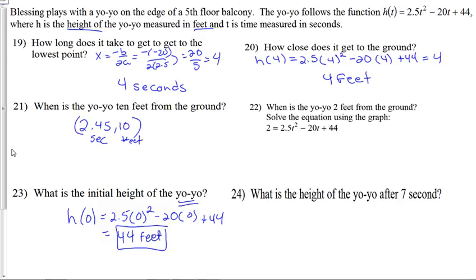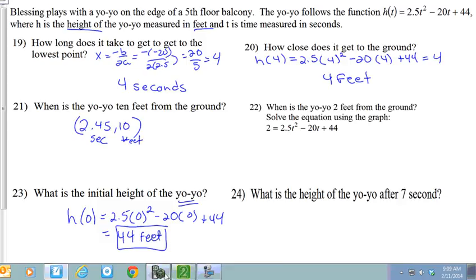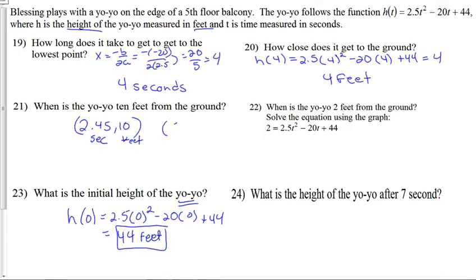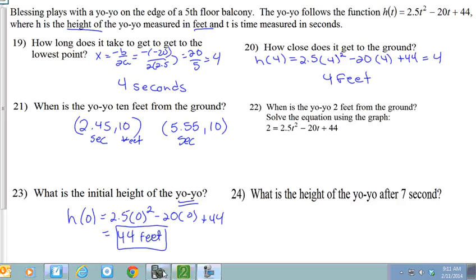But there was also that second one in there, and that's the one we also want to find. So we're going to repeat the process again. 5 is intersect. Slide that cursor all the way over towards that second intersection point. Hit enter a couple of times, guess it up, and I get 5.55 and 10. And that's at 5.55 seconds. So there are the two places where it's 10 feet from the ground.